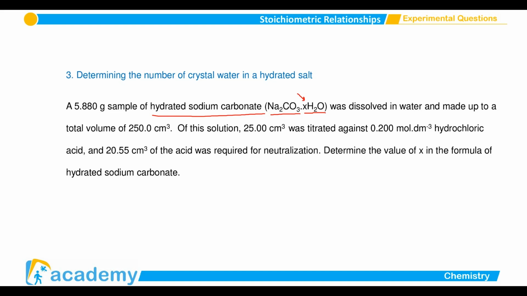And here it is given as X because it is the unknown in this question. And before we start solving the question, let me read it. A 5.880 grams sample of hydrated sodium carbonate was dissolved in water and made up to a total volume of 250 cm³. Of this solution, 25 cm³ was titrated against 0.2 molar hydrochloric acid and 20.55 cm³ of the acid was required for neutralization. Determine the value of X in the formula of hydrated sodium carbonate.